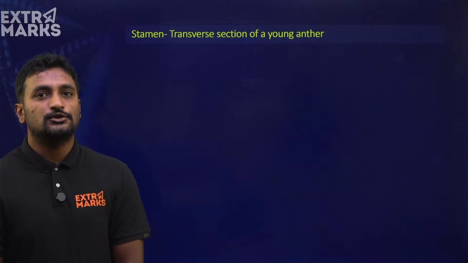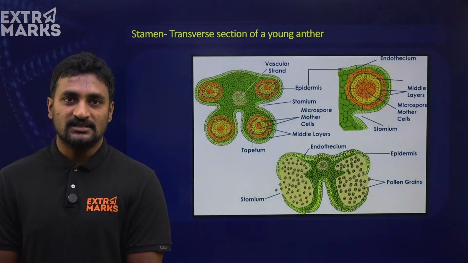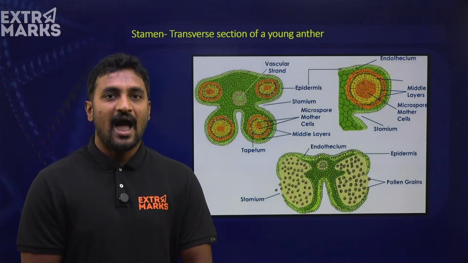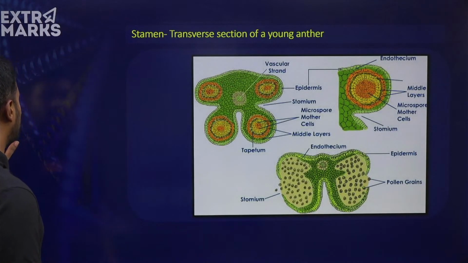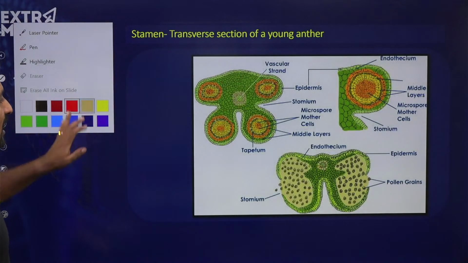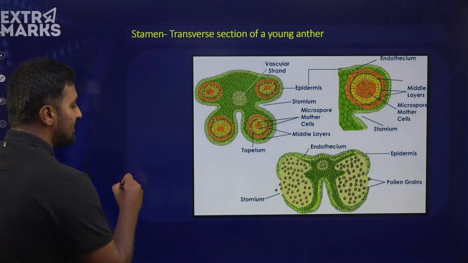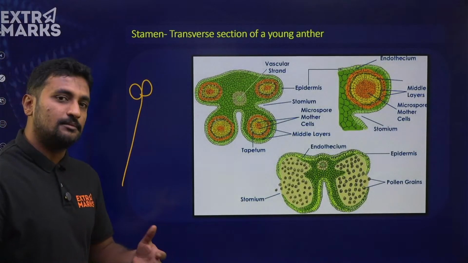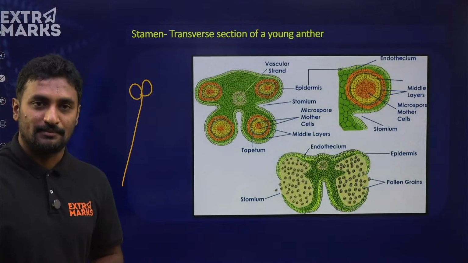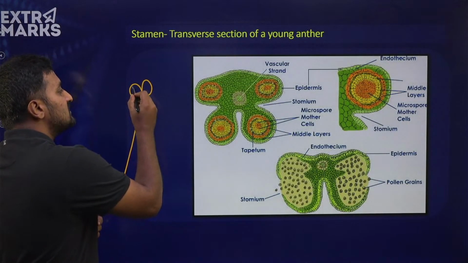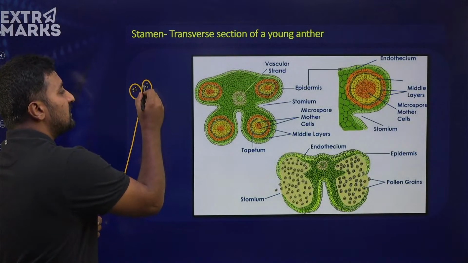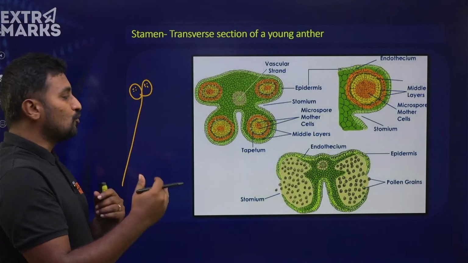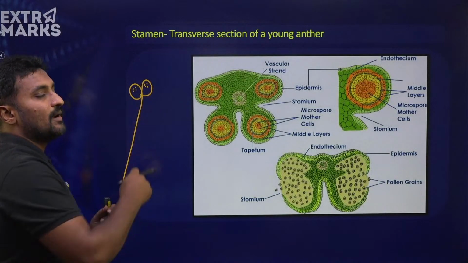Now the first topic in today's session is stamen, the transverse section of a young anther. As you all know, the male reproductive structure of the flowering plants is called androecium, and androecium can have multiple stamens. Sometimes it could be 1, sometimes it could be 10, based on different plants. Now the pollen grains are going to be synthesized inside the stamens. In this stamen, we have two parts, one is called the filament and the other part is the anther.